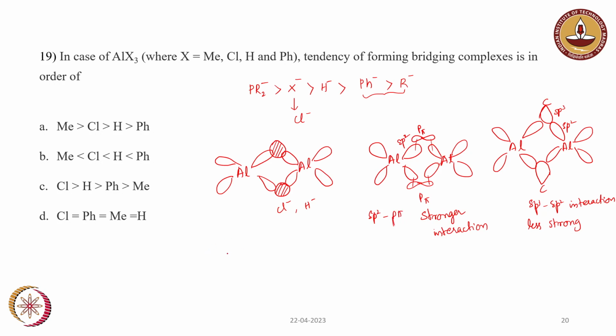So the order will be Cl minus greater than H minus greater than Ph greater than Me. So the answer is option C, Cl greater than H greater than Ph greater than Me.